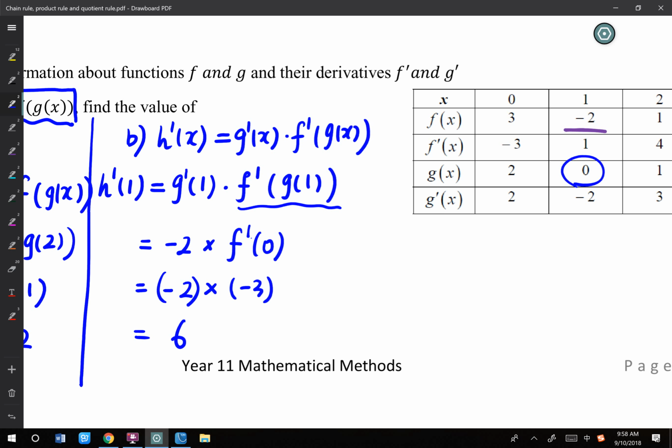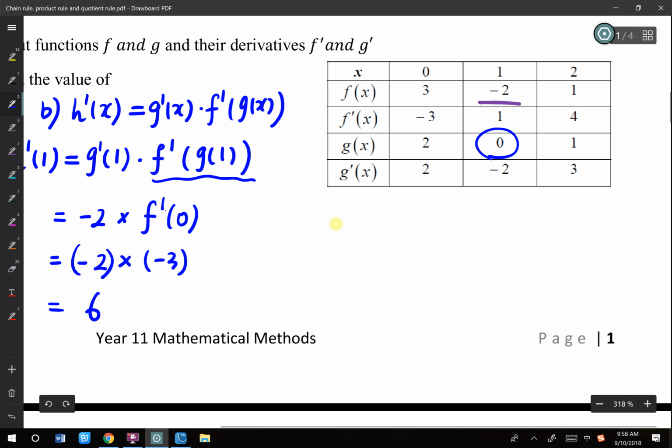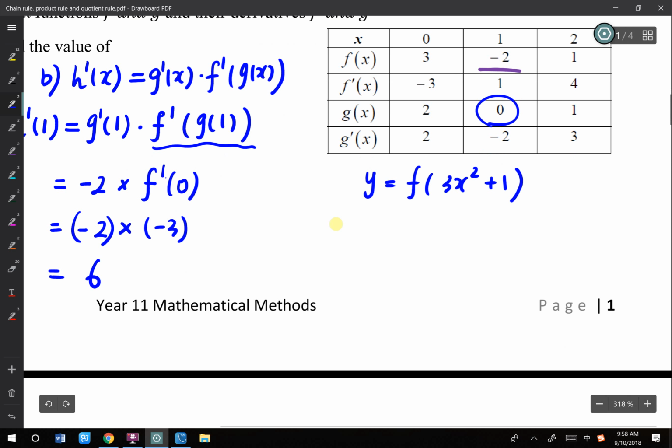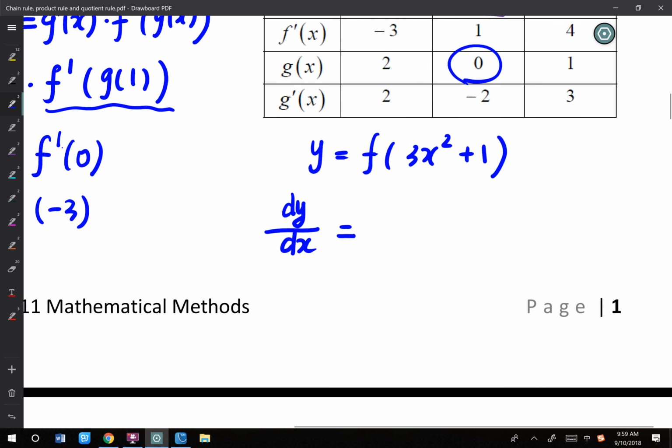Okay, I'll give you a little bit of extension. Can you express dy/dx for me in terms of f, please? You can still have f, but I want you to express dy/dx. I don't know the function f, but I know that it's f of 3x squared plus 1. Can you derive this for me?